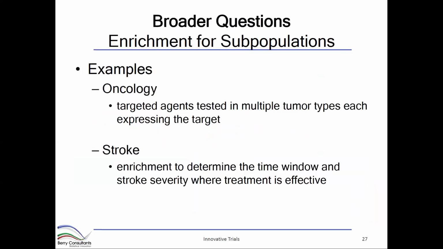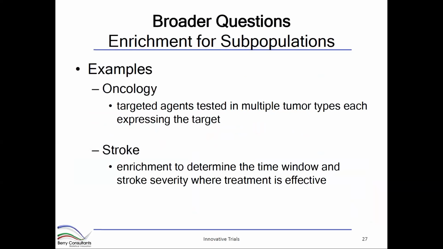Examples of this, you can see in oncology. This is where a lot of these have been pioneered in terms of what's called basket trials. These are often targeted agents that are being tested in multiple tumor types. So you may be interested in something that expresses BRAF, and you test that in breast cancer, ovarian cancer, lung cancer, all of these expressing the target. And as the trial goes, you can eliminate certain tumor types as the trial continues.